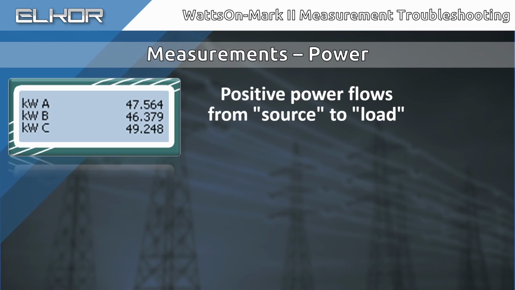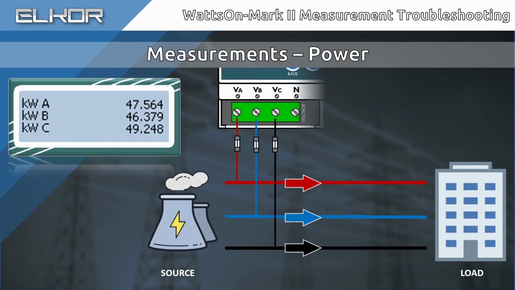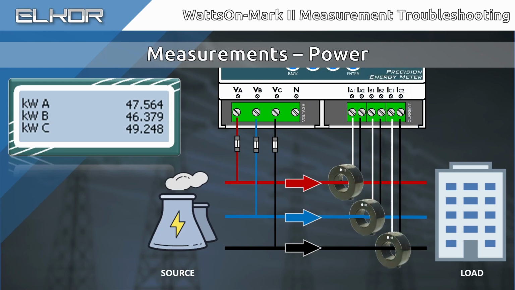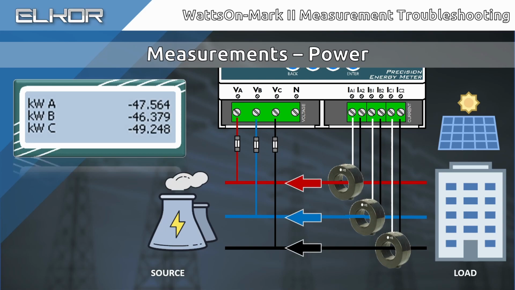In this case, the source is considered the grid and the load is considered the facility. If the meter and CTs are installed as per LCOR's documentation, power imported from the grid will be positive and accumulated into the import energy register. In the case where the facility has the ability to generate power, if the meter and CTs are installed as per LCOR's documentation and the grid is considered the source, exported power will be measured as negative and accumulated into the export energy register.